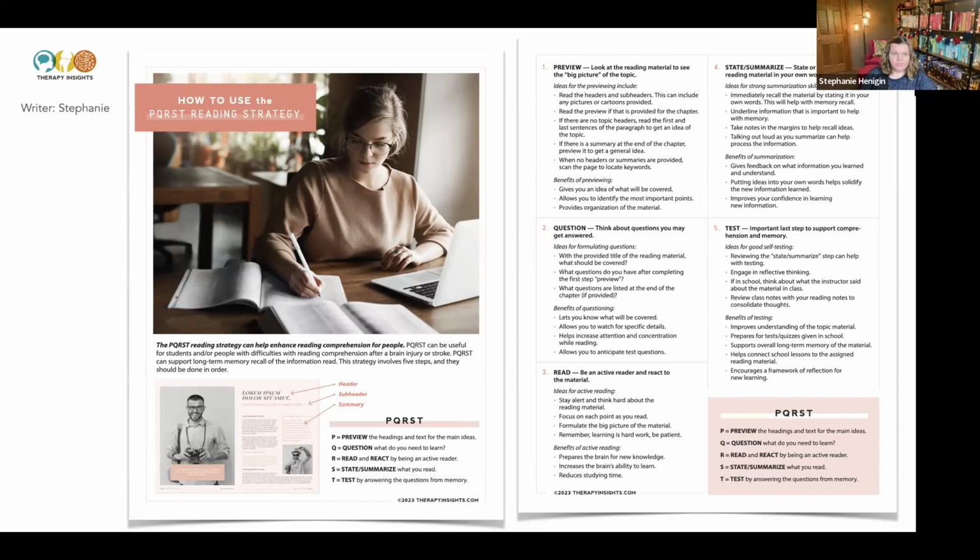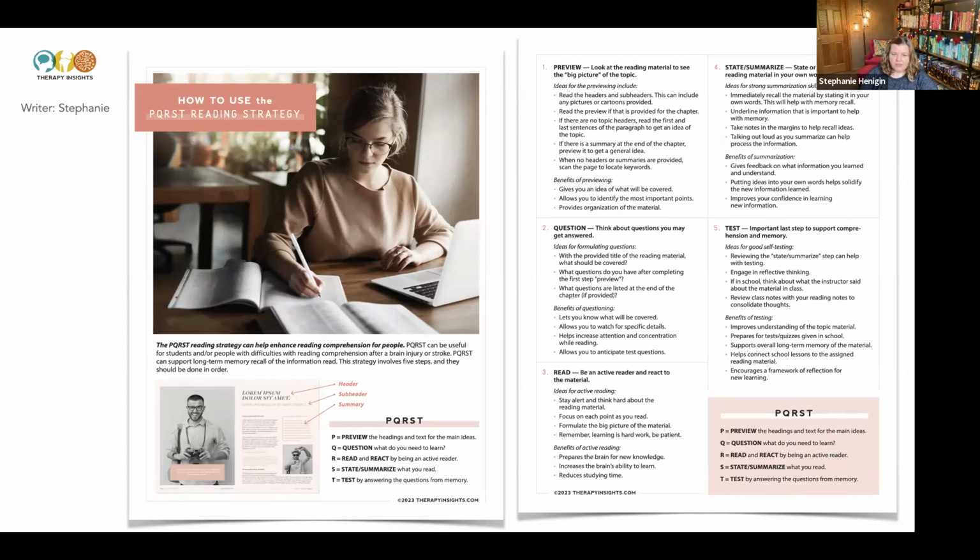Absolutely. So I do see patients who are telling me they want to go back to school or college, and maybe after a brain injury or concussion, reading is just really hard for them. And as we know, reading is a big part of school and college. So this is a very well-known strategy, the PQRST reading strategy, but I never really found a good layout to have it organized and explained simply for people. So I really appreciate what was created with our graphic designer.